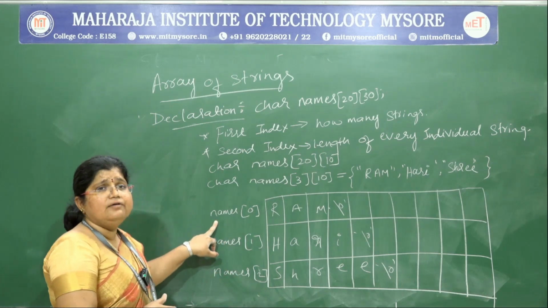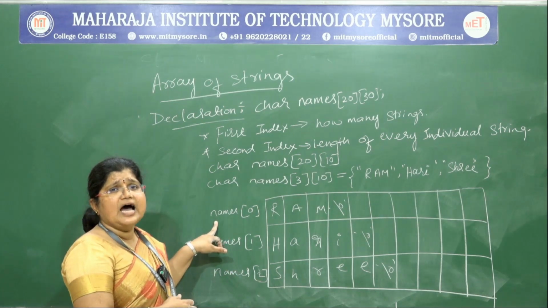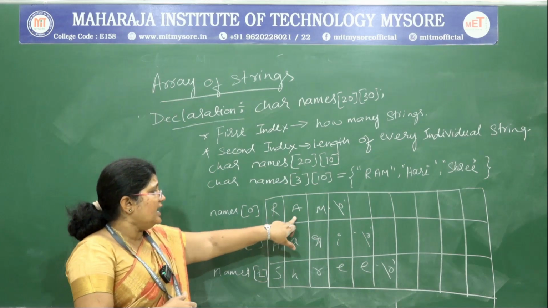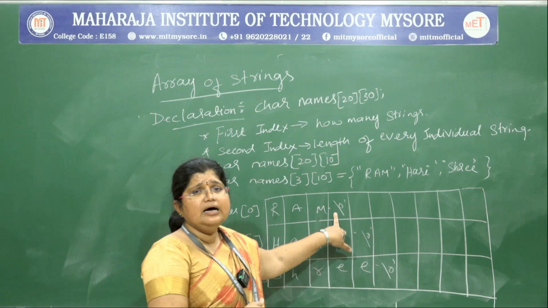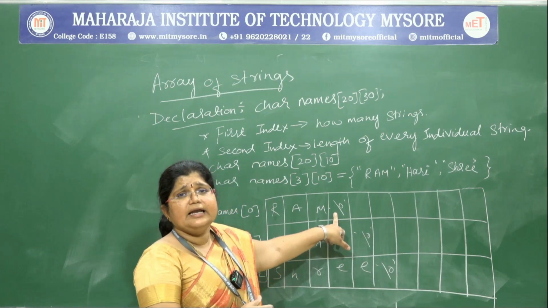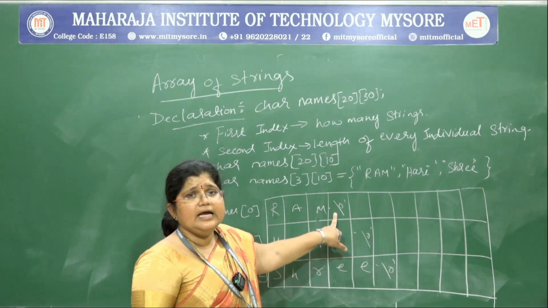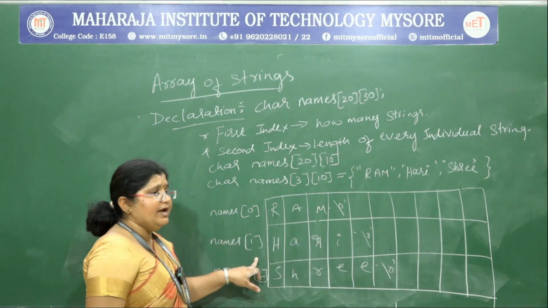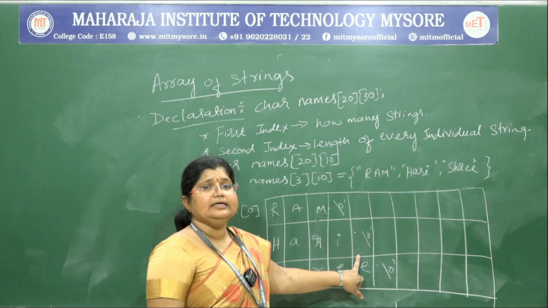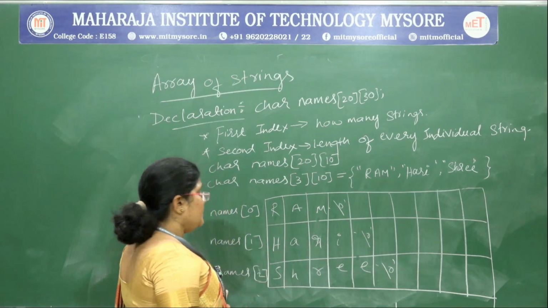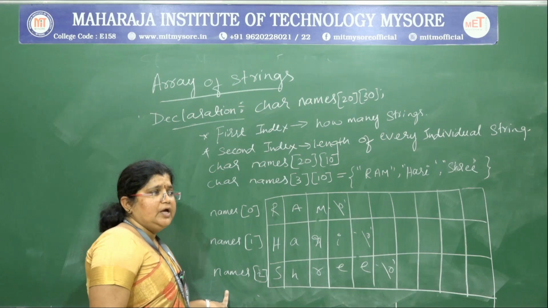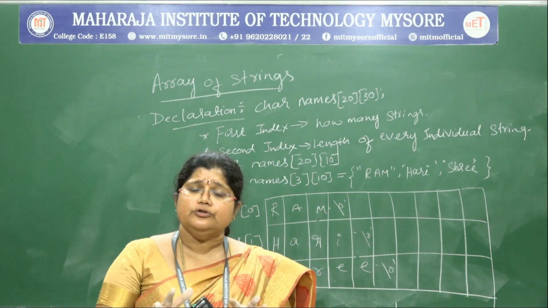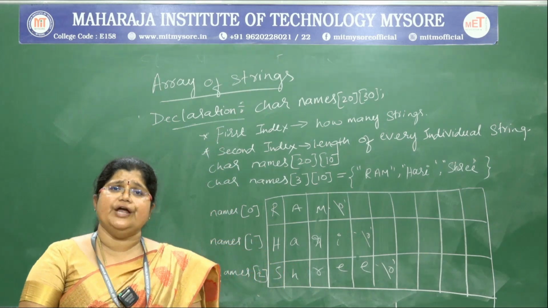You know that indexing starts with 0, so names[0] contains Rama, and includes the null character. The null character will be appended automatically at the end of each string. So for names[1], automatically the null character is appended. In the same manner names[2]. This is how the memory locations are allocated to store the array of strings.